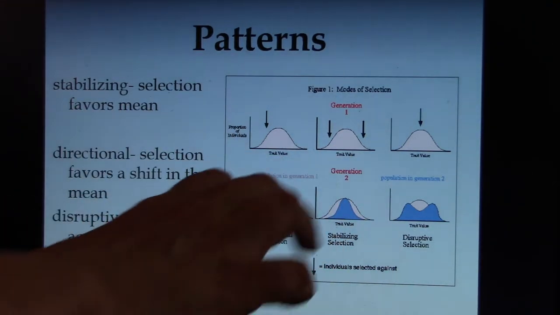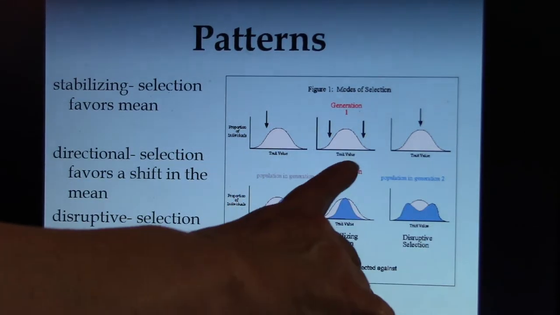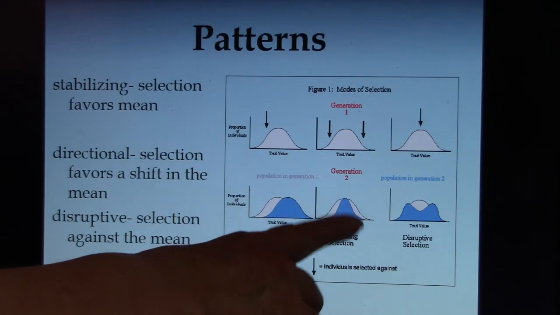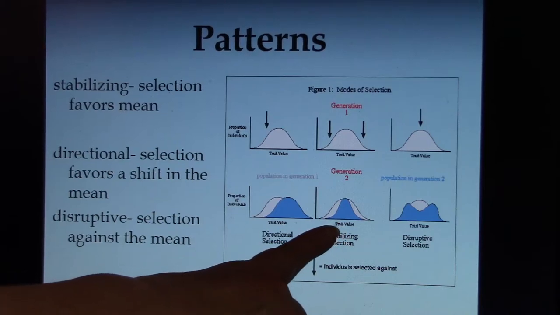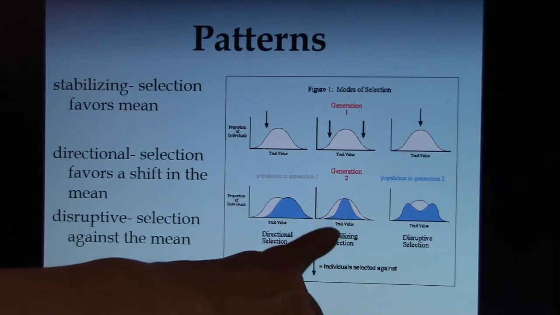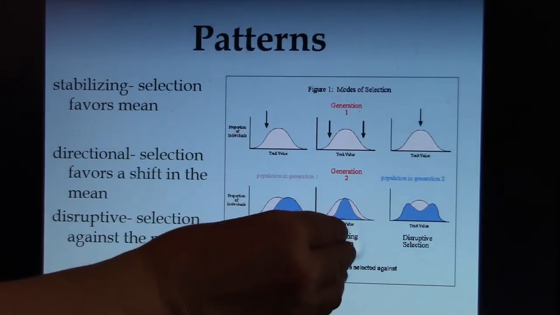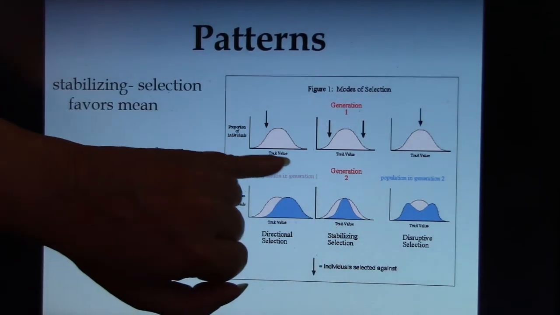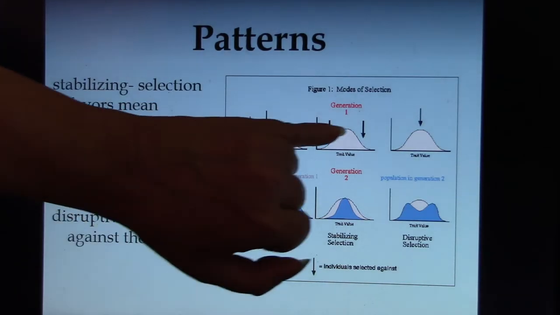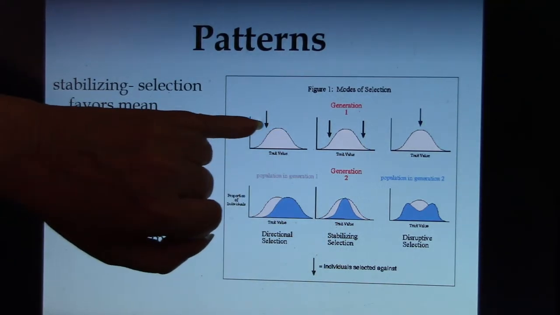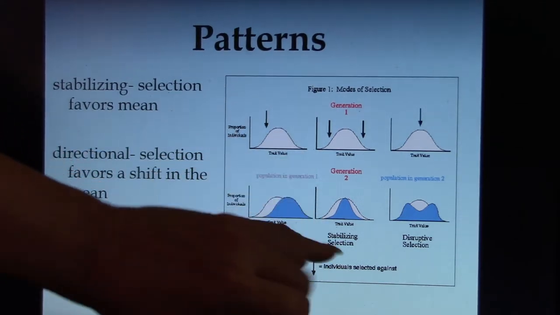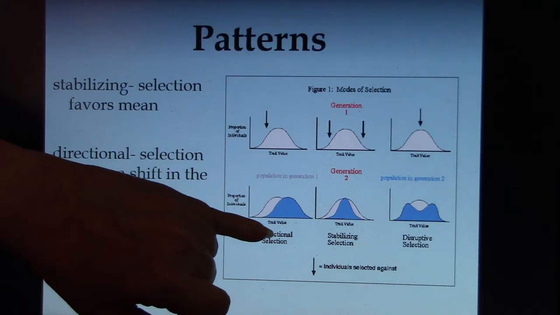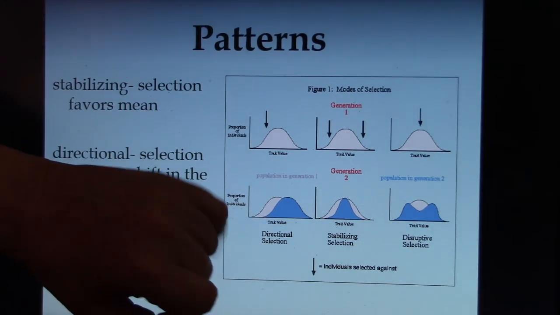There's some reason they're not surviving as well, so that those that are in the middle, this is over time, it's not just one generation like they've shown, there's been a change, so that stabilizing means the mean has been favored. Directional is a shift in the mean. So it's not both ends of the bell curve, but maybe just the smallest or maybe just the largest, and then it would go this way. But over multiple generations, we'd see a shift in the mean.